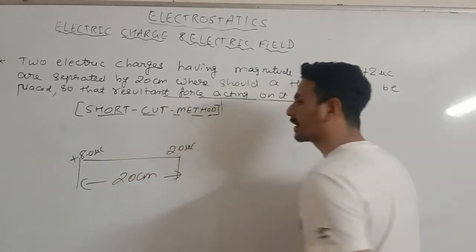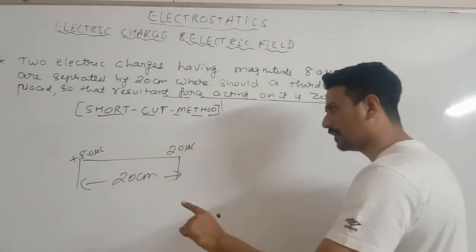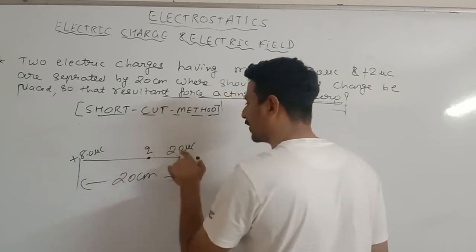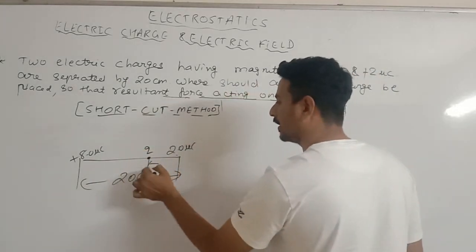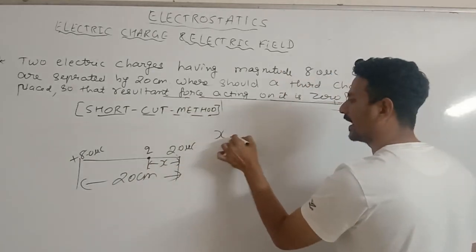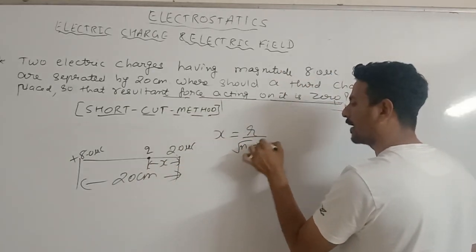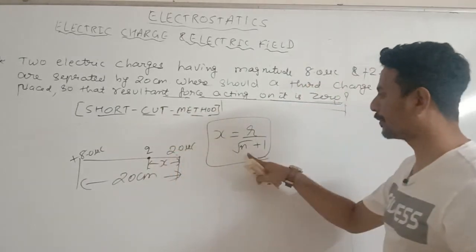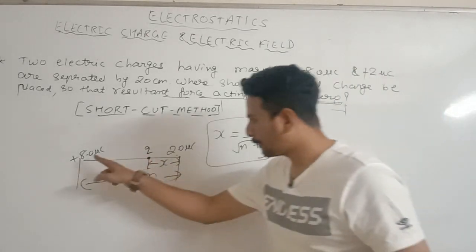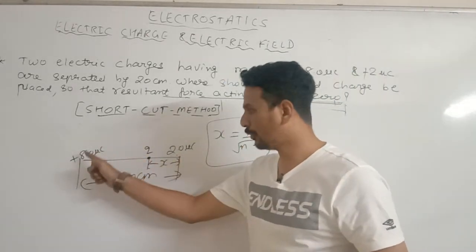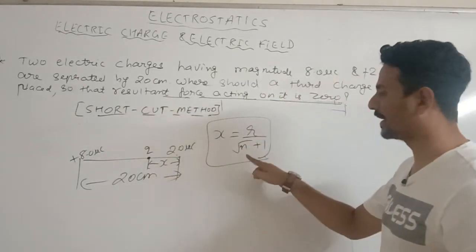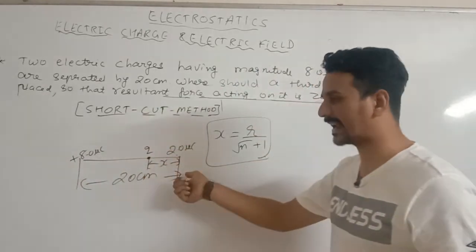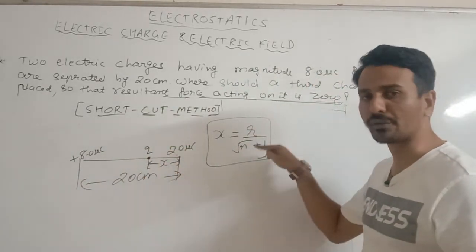Okay. So first of all, the third charge should be placed on the line joining the two charges, but nearer to the charge whose magnitude is less. So we place the third charge over here. This is x. So now you can write x is equal to R upon root n plus 1. When the charges were opposite, we used R by root n minus 1. If both the charges are either positive or both negative, use R by root n plus 1. If one charge is positive and the other is negative, the formula will be R upon root n minus 1.